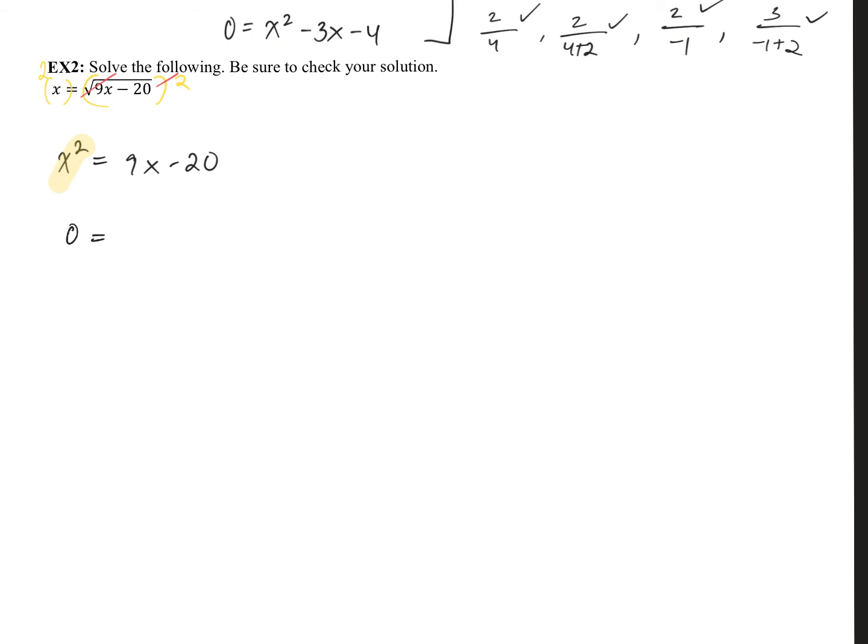So I'm going to go ahead, minus the x squared from both sides, so we get negative x squared plus 9x minus 20. Now, I don't like factoring when I have a negative in front of my x squared, so let's go ahead and divide everything by negative 1, or you could multiply by negative 1. Both of them work.